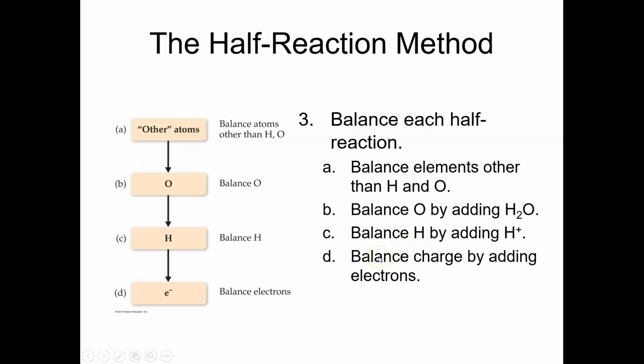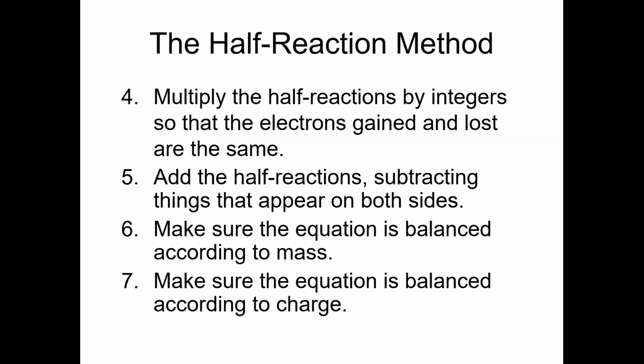Then balance the hydrogens by adding hydrogen ions to whichever side has fewer hydrogens. Then balancing any difference in charge between the 2 sides of the equation by adding as many electrons as are necessary to whichever side has a more positive charge. Once we've done that, we need to multiply each half reaction by some integer value so that the number of electrons on both sides is the same. And then we add them together and make sure that anything that appears on both sides gets subtracted out. And then we do a final check.